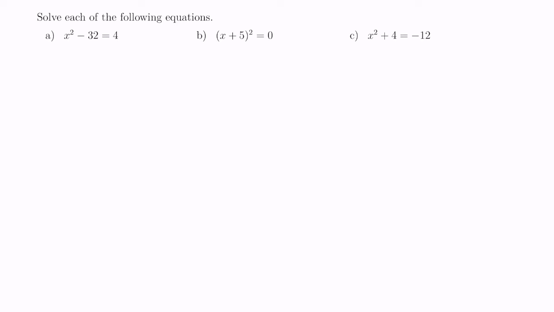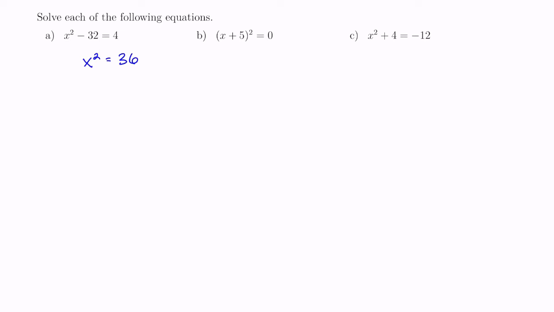In this example, we're going to solve three equations. In part A, we need to solve the equation x squared minus 32 equals 4. The first step in solving this equation will be to isolate the x squared by adding 32 to both sides of the equation. Doing so will give us x squared equals 36.